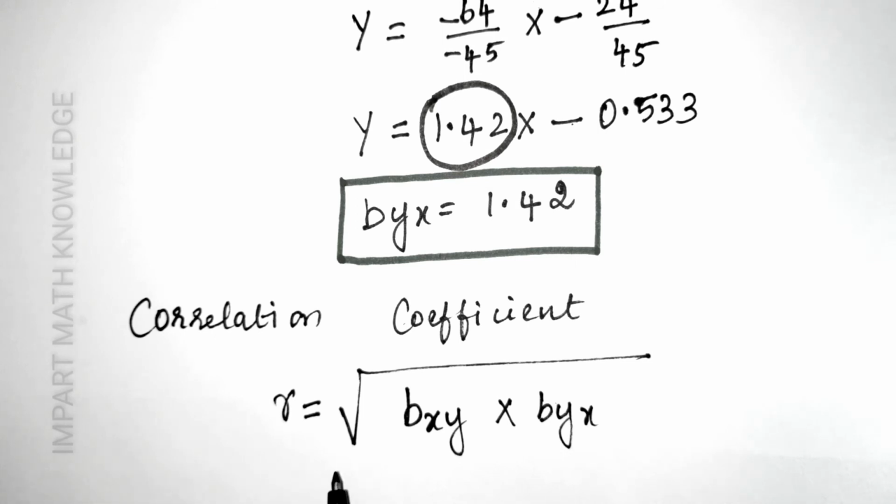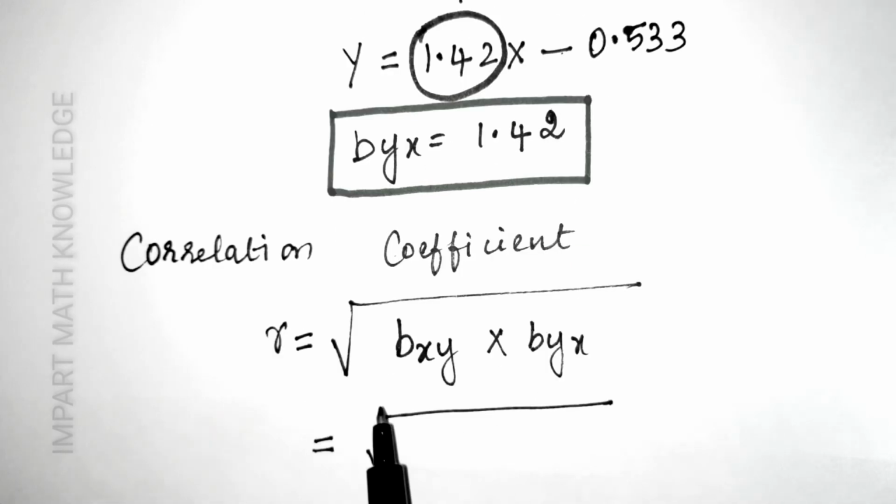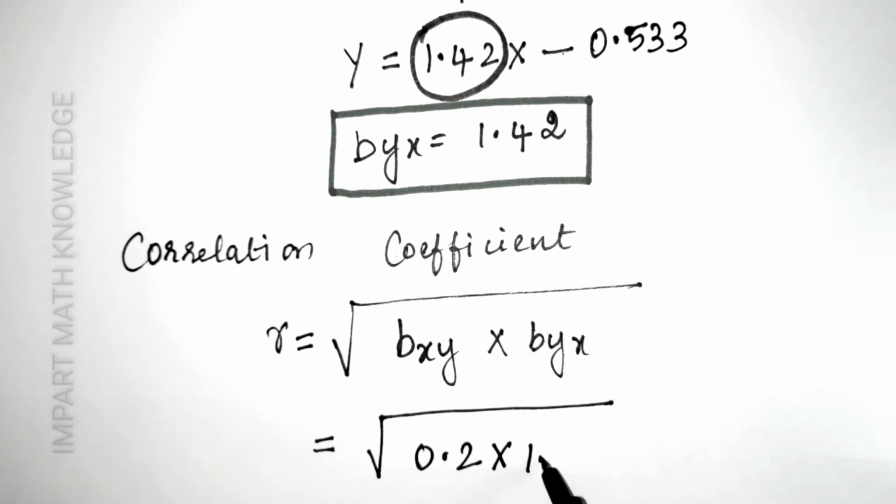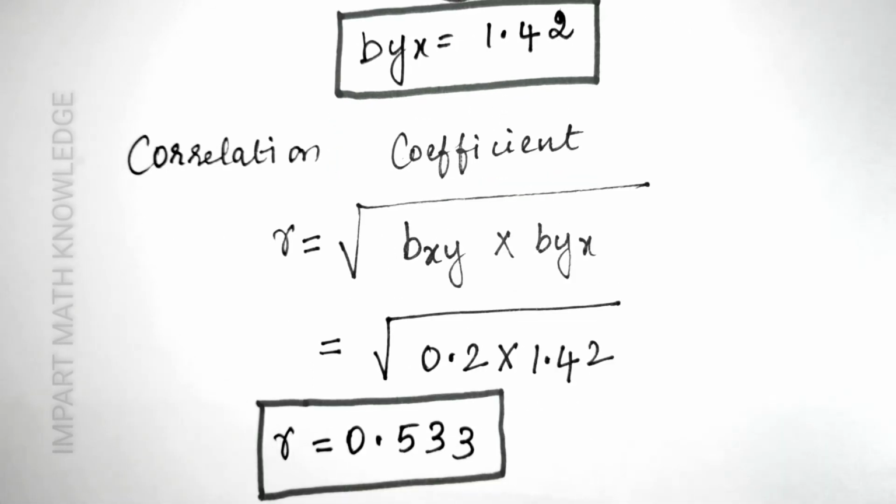The correlation coefficient r is equal to square root of bxy into byx. bxy is equal to 0.2 and byx is 1.42. So the correlation coefficient r is equal to 0.533.